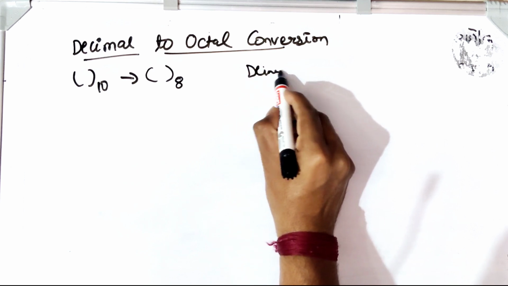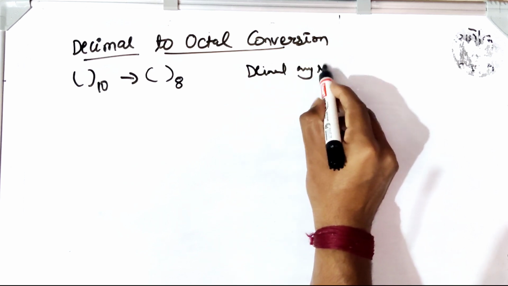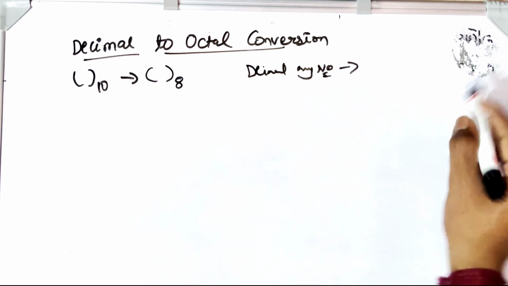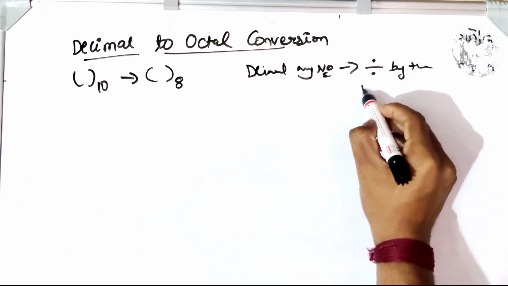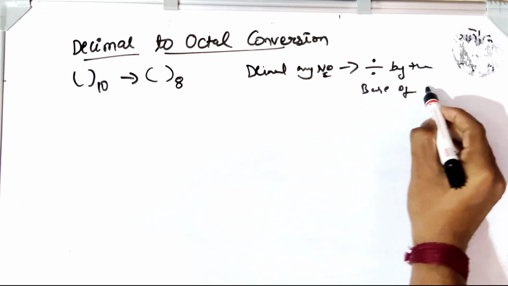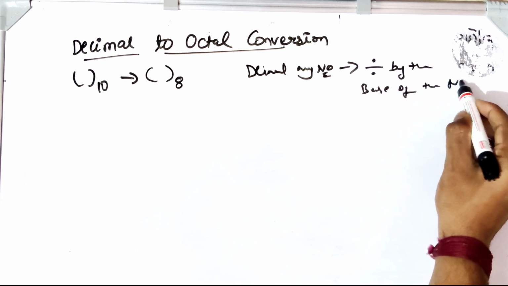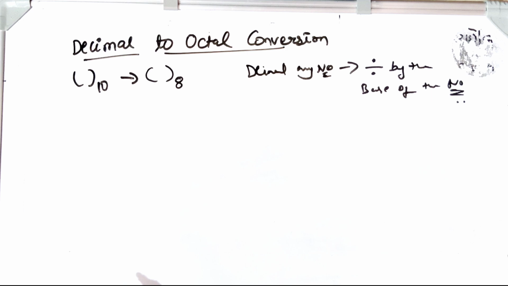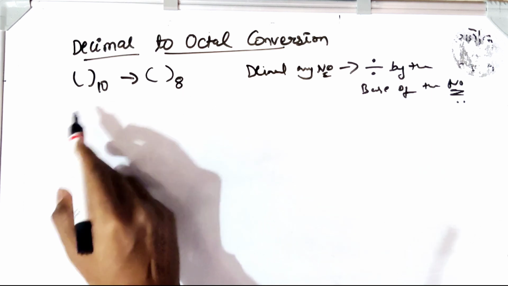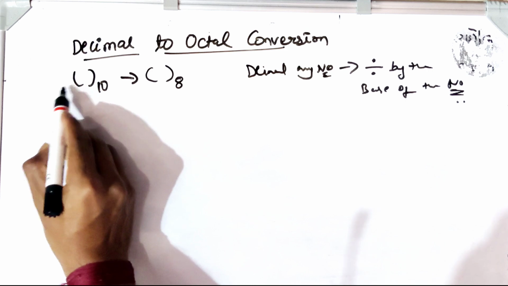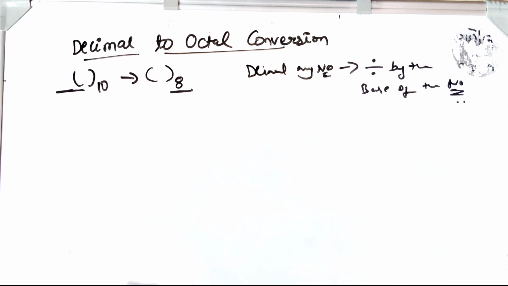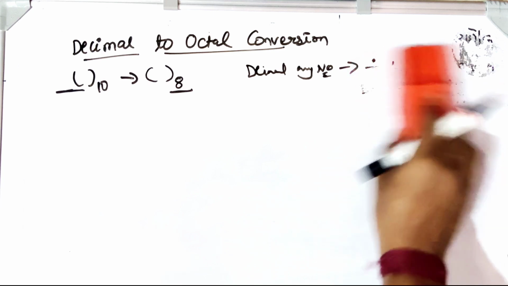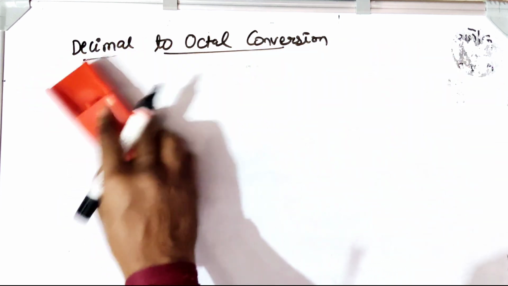Decimal to any number is simply nothing but divide by the base of the required number. So here you have to divide the decimal number by the base 8. You will get the octal value.